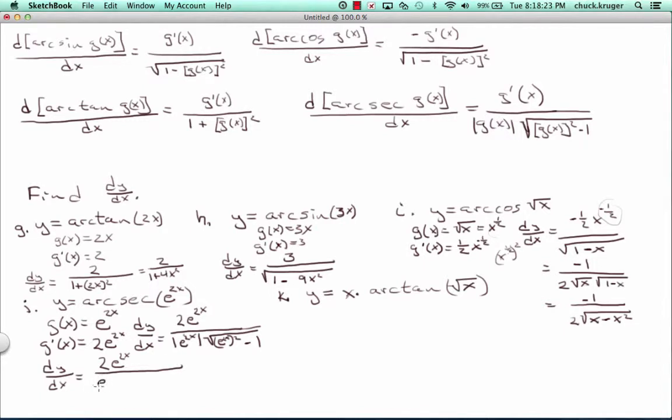Here I have e to the 2x. That's going to simplify. And here I have the square root of e. Well, I'm going to multiply those exponents, and I got 2x times 2. It's hard to see the 2x, but it's going to be 4x minus 1. So it's 2 over square root of e to the 4x minus 1.